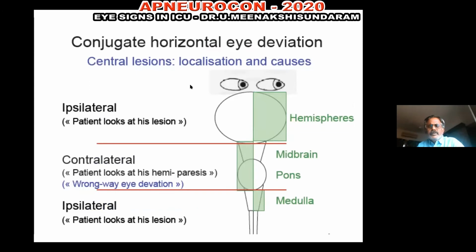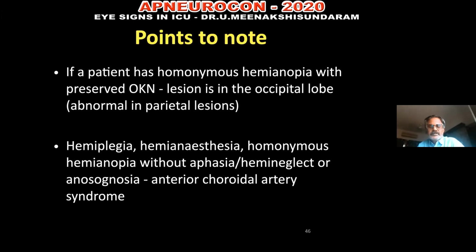All of us know that in a central lesion, the patient looks at his lesion, away from his hemiparesis. But then you should know that sometimes wrong way eye deviation can occur. And when it comes to the medulla, in lateral medullary syndrome there is what is called ipsipulsion. So again the patient can look at his or her lesion.